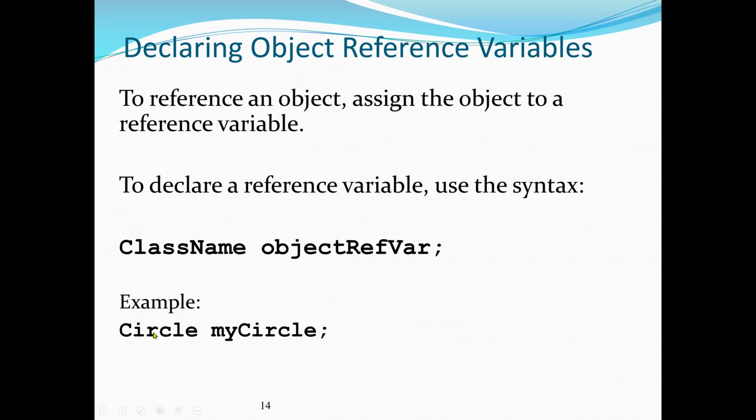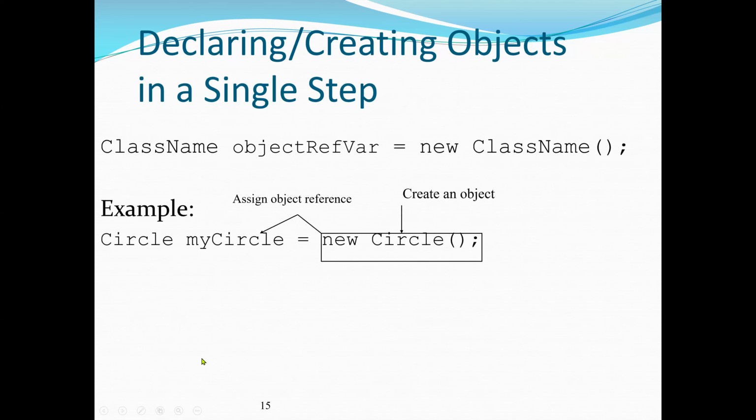So we create our Circle, myCircle, but we wrote everything on one line. We say Circle myCircle equal to new, then we invoke the constructor. But we can also write Circle myCircle, then on the next line invoke the constructor. So myCircle equal to new Circle, and this is where we create the object by invoking a constructor.